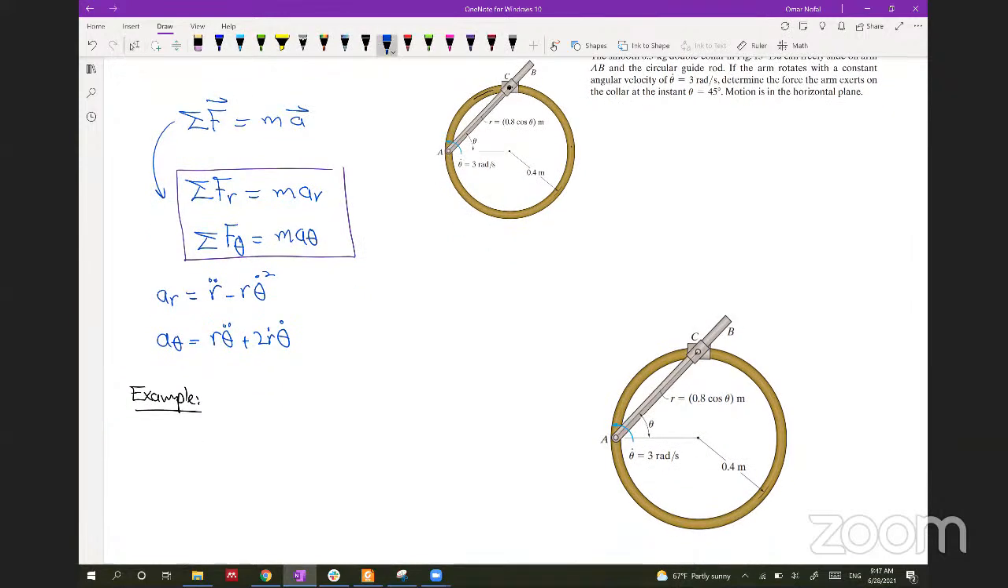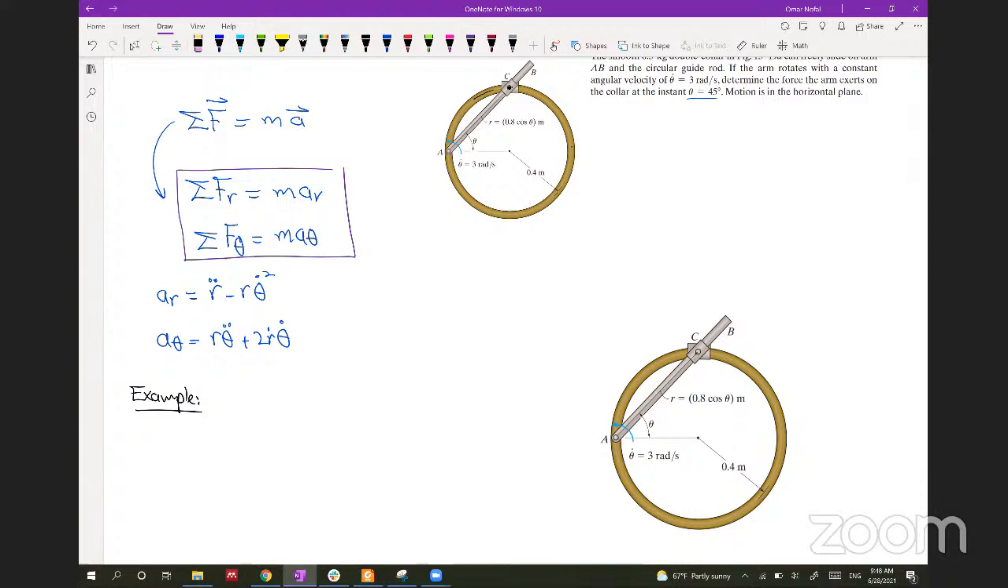So let's extract the information here. We are asked to determine the force the arm exerts on the collar at the instant theta equals 45 degrees, and the motion is in the horizontal plane. All this analysis is in the horizontal plane, that means it is not vertical. So the weight is not in this direction. The weight is outside of the plane, so we will not be considering weight in this problem. If we considered the weight, it would be 3D dynamics.